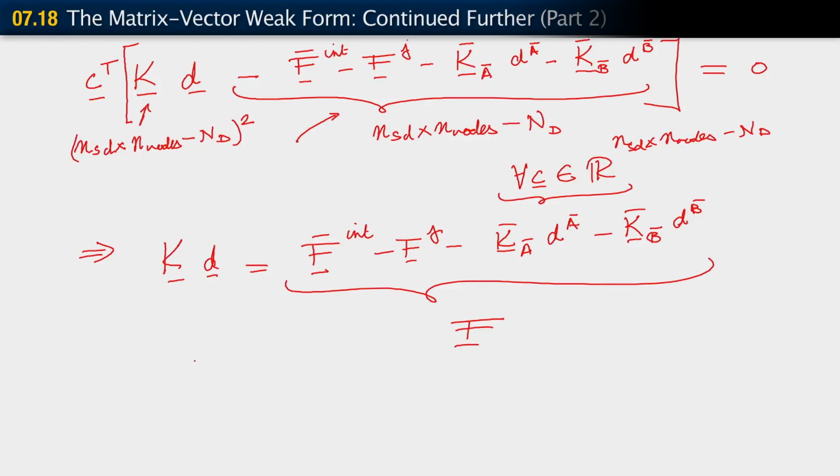So we've arrived at the same matrix vector form of our final finite element equations, KD equals F for linear problems. So this is our final matrix vector equation. All right, we are going to stop this segment here.